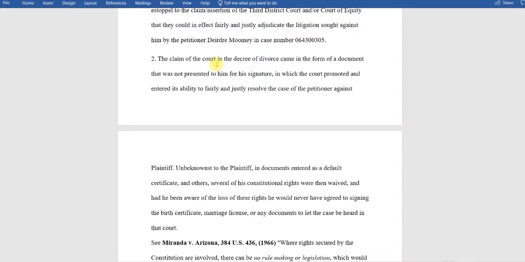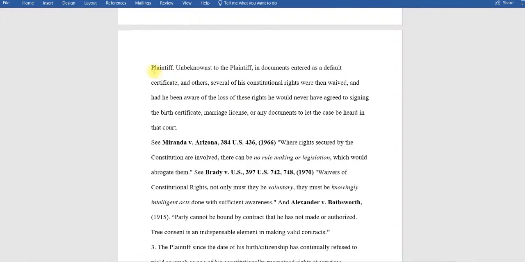The claim of the court in the decree came in the form of a document that was not presented to him for his signature, in which the court promoted and entered its ability to fairly and justly resolve the case of the petitioner against me, the plaintiff. Unbeknownst to the plaintiff, the documents entered as a default certificate, if you remember that. If not, look back. It's one of those big ones about affidavits of service and others.